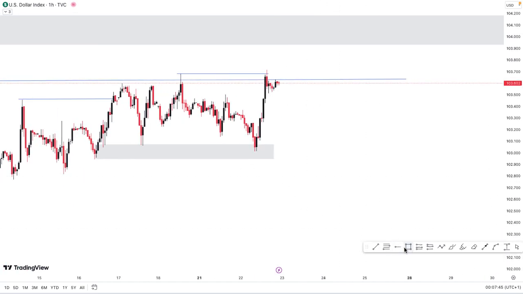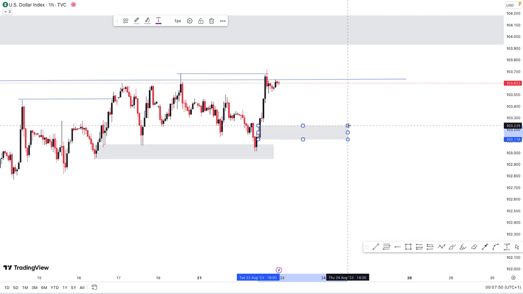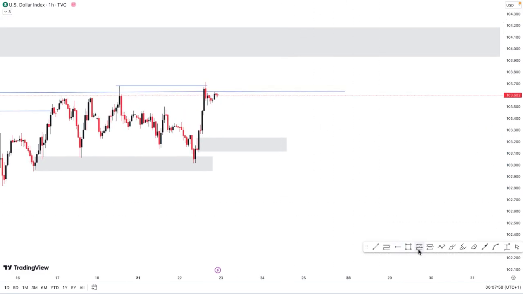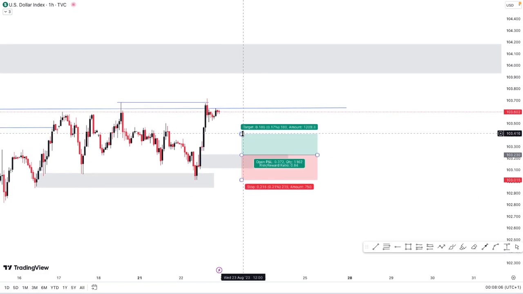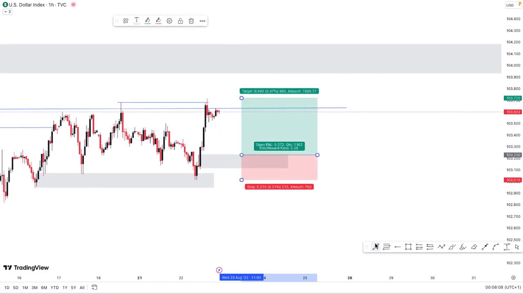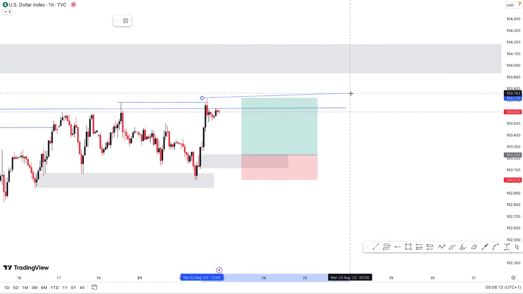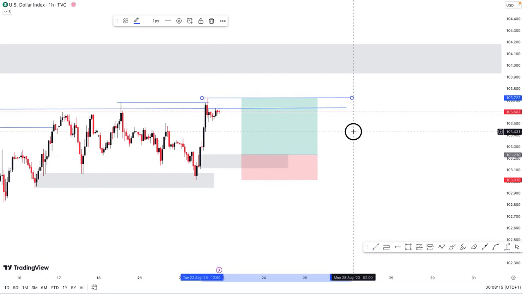So at this level, we can clearly see a nice fair value gap here and another one here, but I will be with this one because of the liquidity below here. So if I'm to look for entries on the dollar index tomorrow morning, I will put my stop loss here and I'll target this next level of liquidity here. So this is my plan.